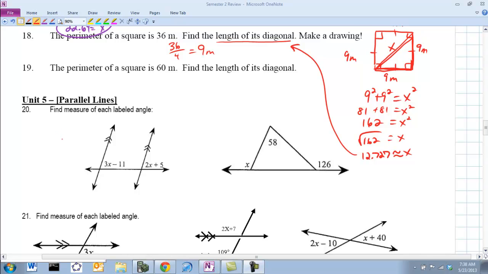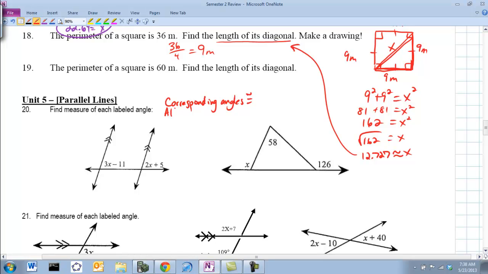Alright, for Unit 5 on parallel lines, as I mentioned in a previous section of this video, we had 3 main characteristics that we were dealing with, which were corresponding angles that were congruent. We had alternate interior angles, which are also congruent, and then there was the same side interior, which were supplementary, meaning they add up to 180 degrees.